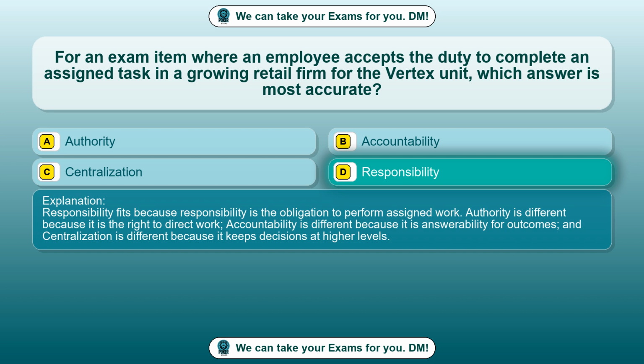Responsibility fits because responsibility is the obligation to perform assigned work. Authority is different because it is the right to direct work. Accountability is different because it is answerability for outcomes, and centralization is different because it keeps decisions at higher levels.